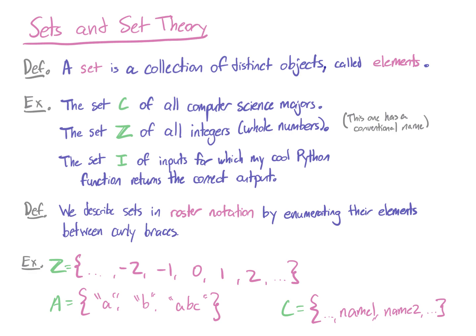So for our first pass at sets, a set is a collection of distinct objects. No repetitions are allowed. These objects can be written in roster notation between two curly braces to indicate that that collection forms a set.